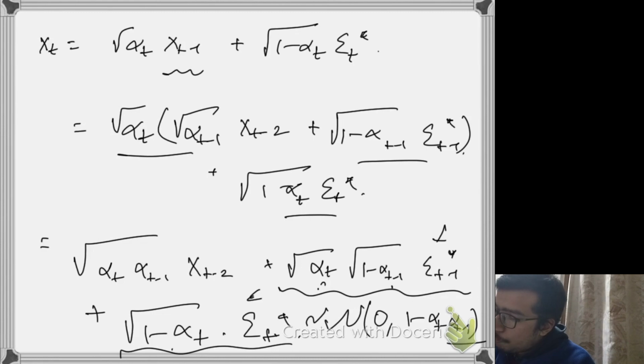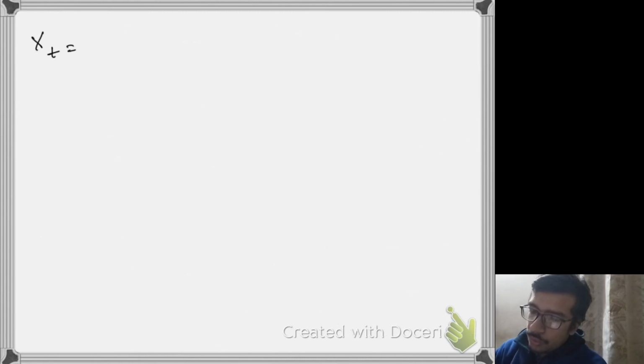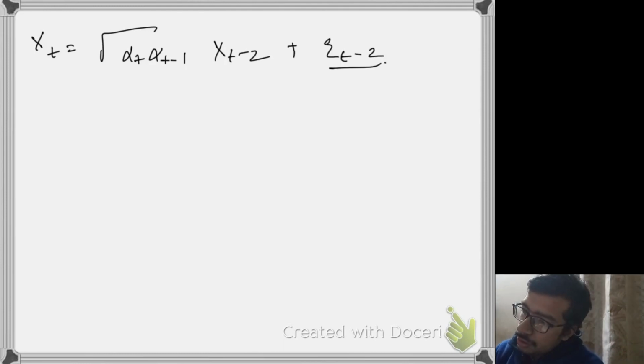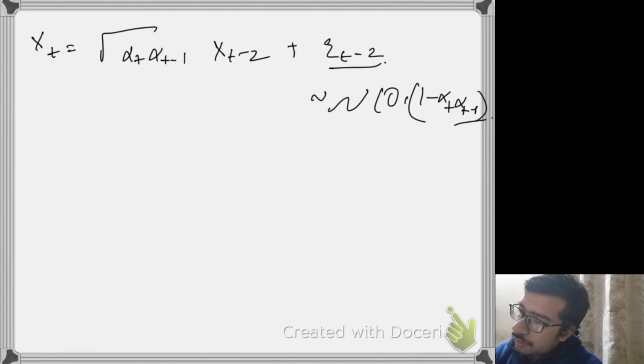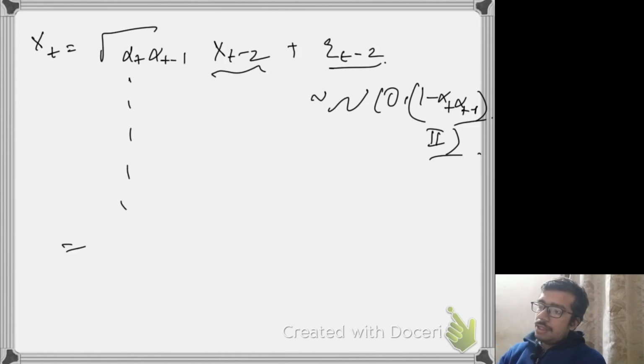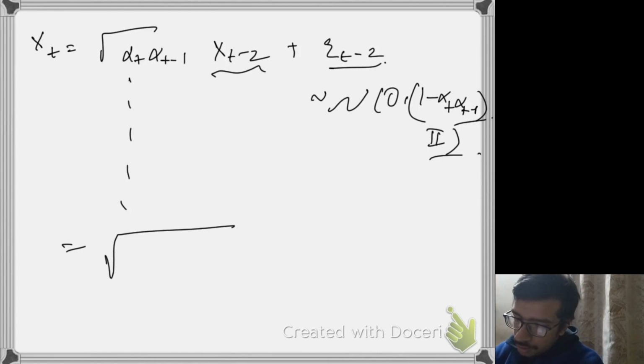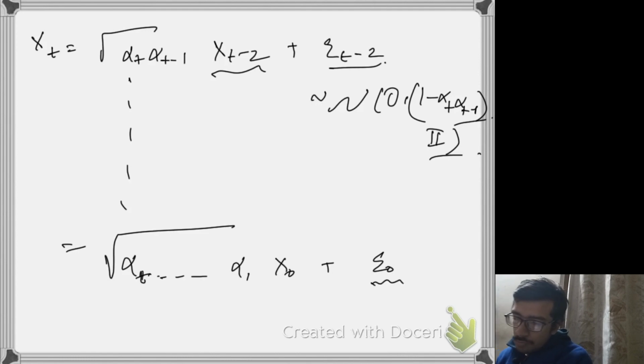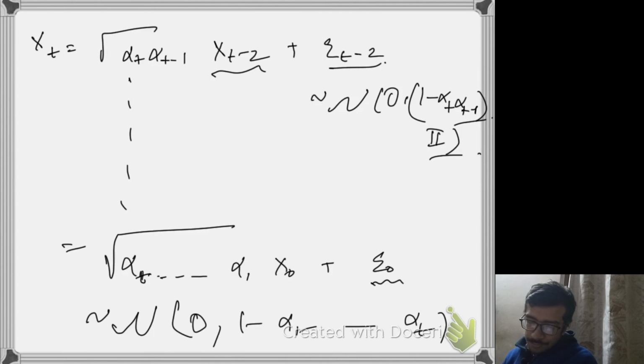Okay, so continuing, I can say that xt is going to be root of alpha t minus 1 xt minus 2 plus epsilon t minus 2 term, which is normally distributed with mean 0 and covariance 1 minus alpha t minus 1 times identity. And now I can substitute xt minus 2 in terms of its corresponding mean, square root alpha t minus 2 xt minus 3, and then a noise term again. So continuing in this manner, what I'm going to get finally is of the form square root of alpha t up to alpha 1 x naught plus epsilon naught, and this is normally distributed with mean 0 and covariance 1 minus alpha 1 up to alpha t. Okay, so this is what I'm going to get in the end.